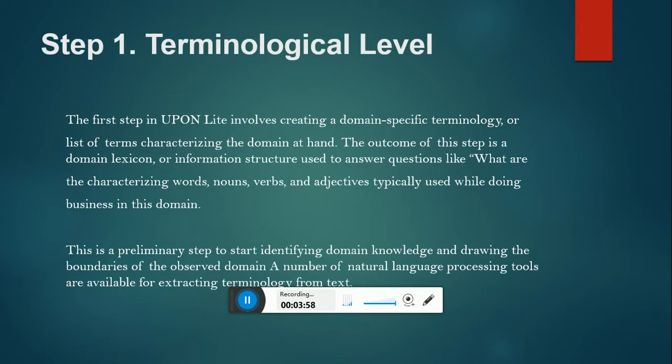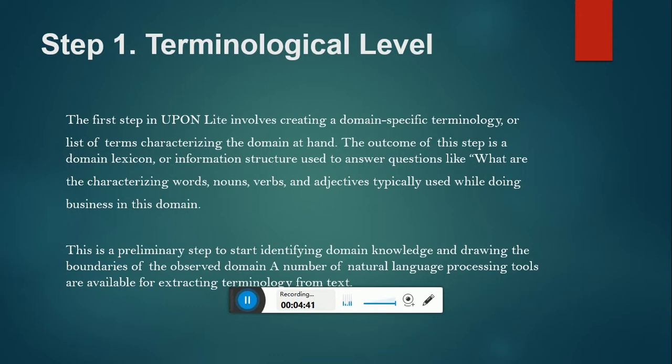So let's discuss terminological labels. The first step in UPON Lite involves creating a domain-specific terminology, or a list of terms characterizing the domain at hand. The outcome of this step is a domain lexicon, an information structure used to answer questions like what are the words, nouns, verbs and adjectives typically used while doing business in the domain. This is primarily a step to start identifying domain knowledge and drawing the boundaries of the observed domain.